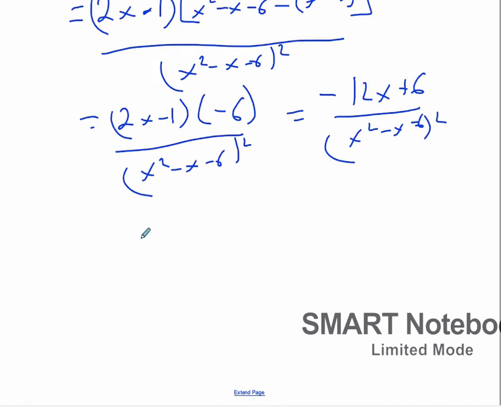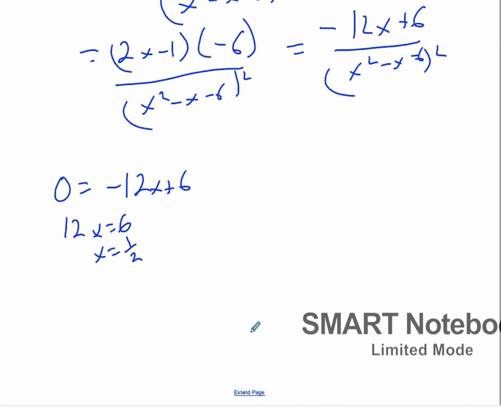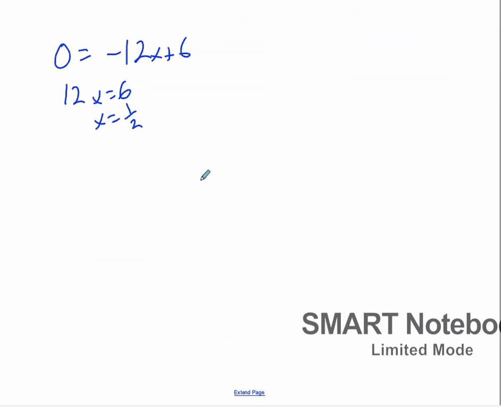Okay, so to find out where it's increasing or decreasing, we need to set this equal to 0. And if we set this equal to 0, then we can multiply both sides by the denominator, and it's times 0, so it's just gone. So we just need to look at the numerator and whether the numerator is positive or negative. Okay, from this we get 12x equals 6 and x equals half. Okay, that's our critical value. So we'll check to the left and right of half.